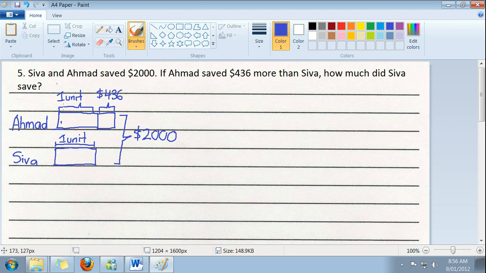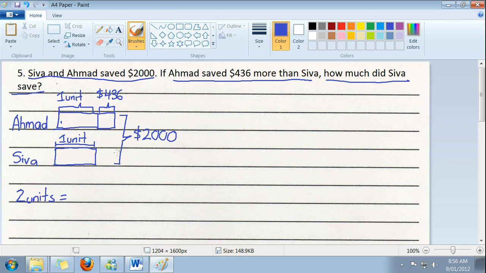Now this is what we need to do. If we want to find out these two, basically we can add these 2 units because these 2 are the same amount, okay? So 1 unit plus 1 unit is 2 units. Now we know the total is 2,000, okay? If we subtract 436 from the total, all we need to do is divide it by 2, so we can find out how much Siva had, okay? I should have underlined the important information. And the question was, how much did Siva save?